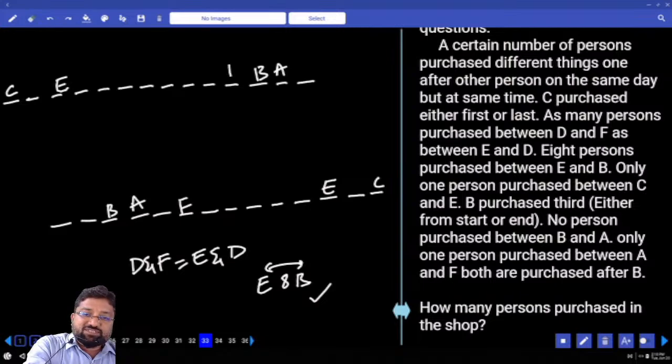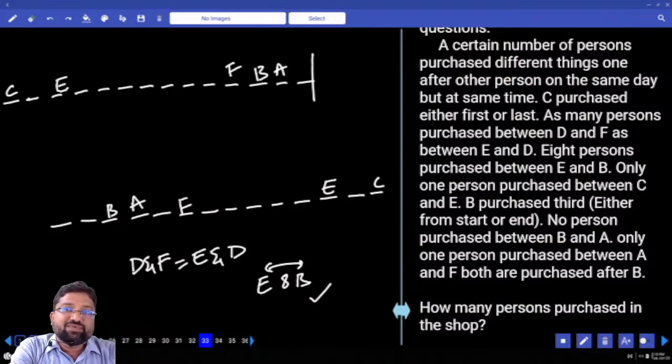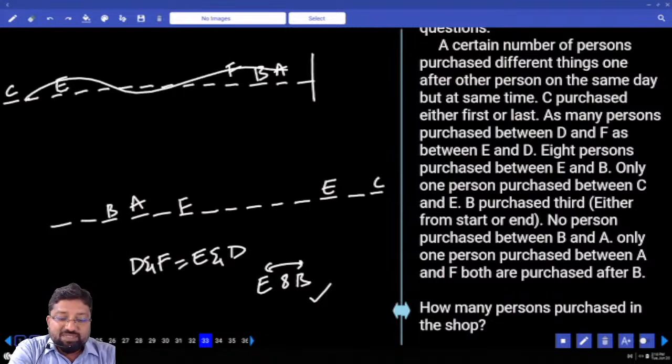One person purchased between B and F, but there is a problem. Both should be purchasing after B. So what has been given to us here? The number of persons between D and F is equal to E and D. I can say that D is exactly between F and E. How many persons between F and E? Five. So surely this is the place where you can go for D.